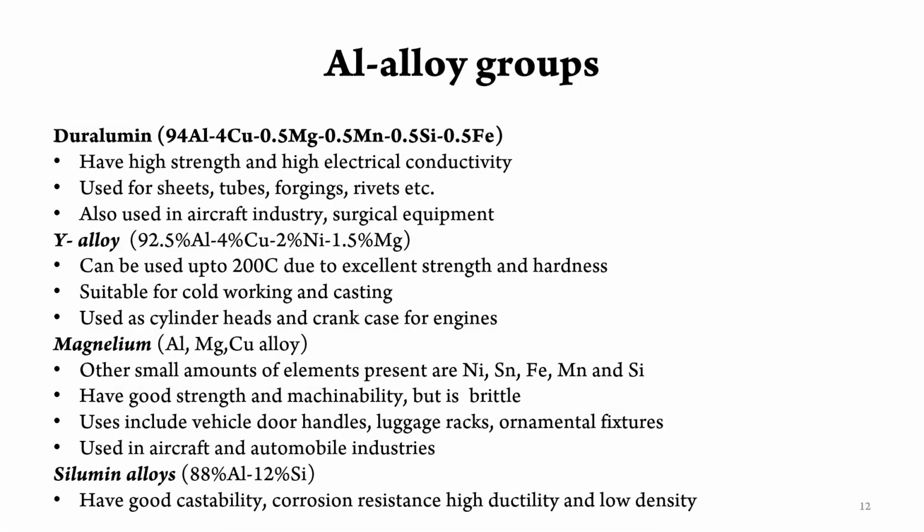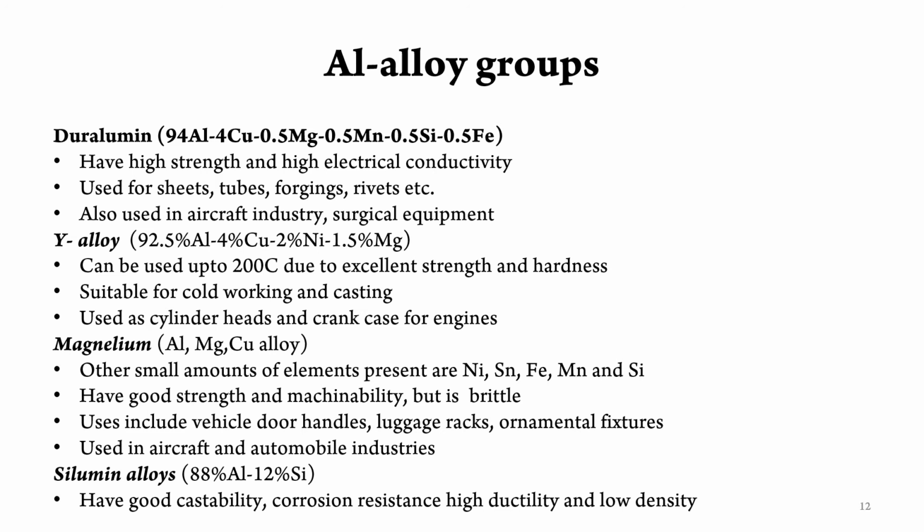Now let's look at what the important alloys of aluminum are. The first one is duralumin. Most of you have studied that earlier. What is duralumin? It contains 94% aluminum, 4% copper, 0.5% magnesium, 0.5% manganese, 0.5% silicon and 0.5% iron. They have high strength and high electrical conductivity. It's used for sheets, tubes, forgings, rivets, etc. Also, it is an important alloy used in the aircraft industry and surgical equipment. So, most of the aircraft industries use duralumin. The next one is Y alloy.